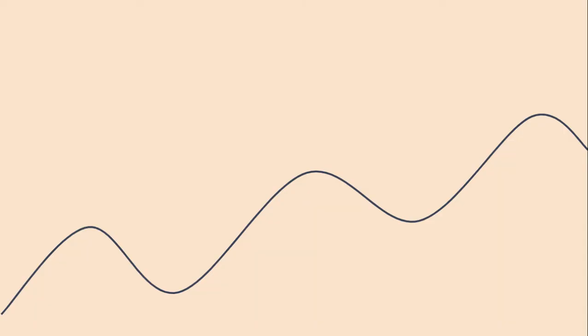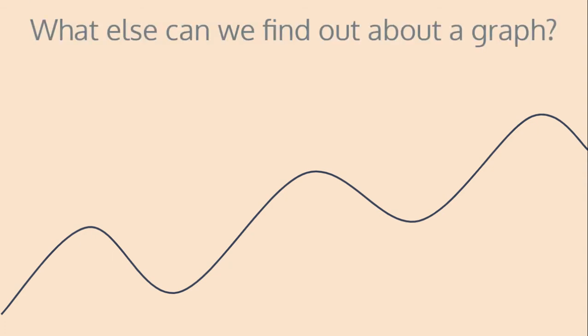So, we already know how to find the gradient at a certain point, but what else can we learn about a graph? Well, what if instead of finding the gradient at a certain point, we could find the point at which it has a certain gradient? I mean, we definitely could do that, but what does it tell us? Well, what if we find the points at which the gradient is 0? On this graph, that would be these points.